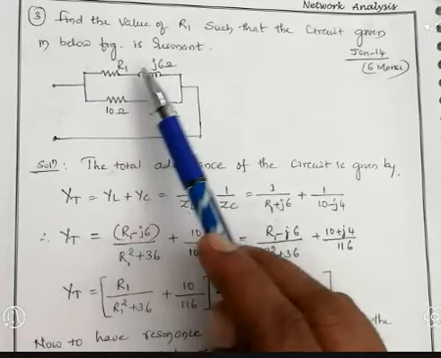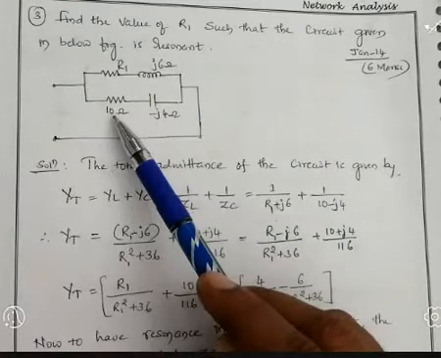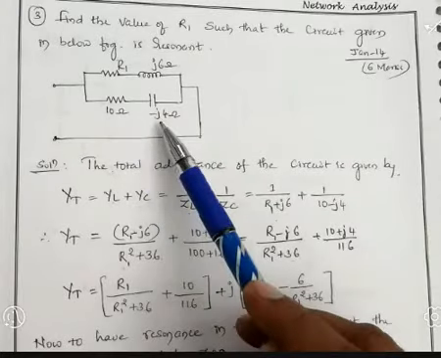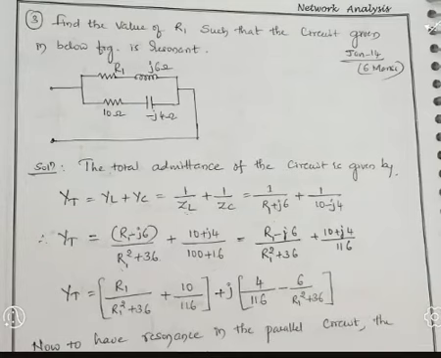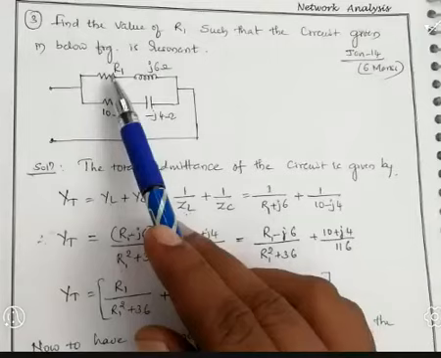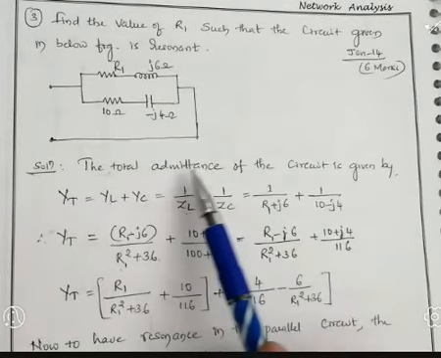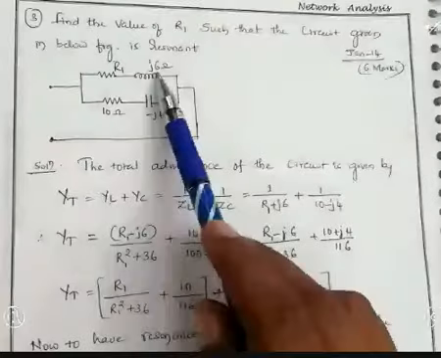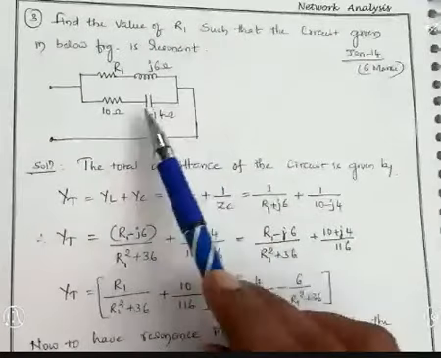R1 is connected in series with the inductor j6 ohm. That is in parallel with the 10 ohm in series with the minus j4 ohm capacitor. So first we will calculate the total admittance of the circuit. Then we have to calculate resistor R1 value. So for this circuit, the total admittance is given by the admittance across this branch plus the admittance across this branch.